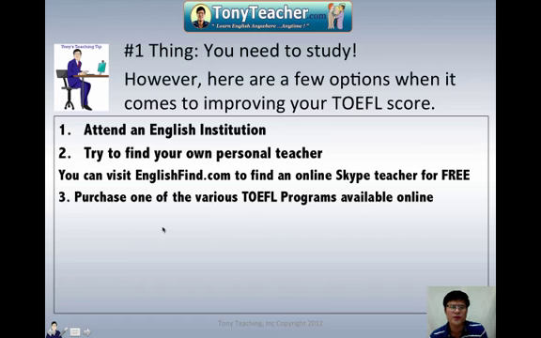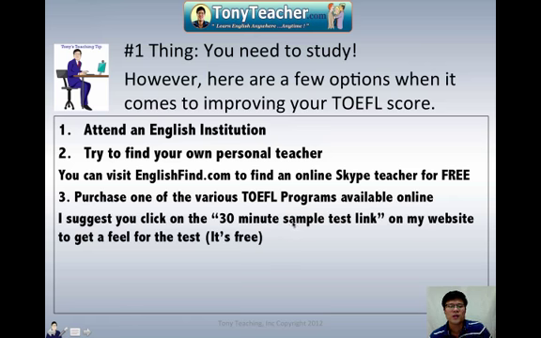Your third option is to purchase one of the various TOEFL programs available online. There are many, but some of them are hard to find. There is a sample test link on my website, and it'll give you a good feel of the test, and it's free, and it's pretty good. So I suggest you check it out. Visit TonyTeacher.com and look on the left side of the website for TOEFL links, and you'll find this 30-minute sample test. Click it, and you just need to put your email address and your name there, and you can take the test. It also gives you a score, and it's free.